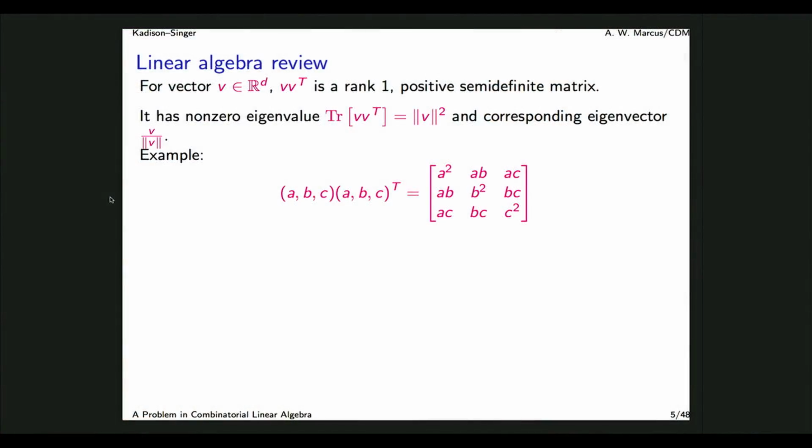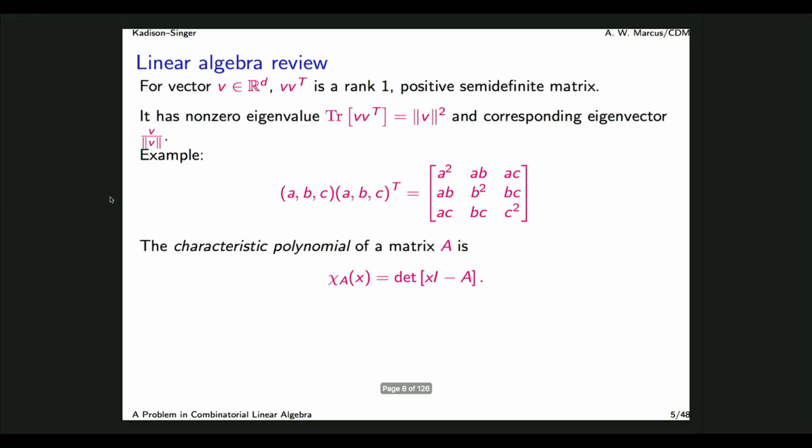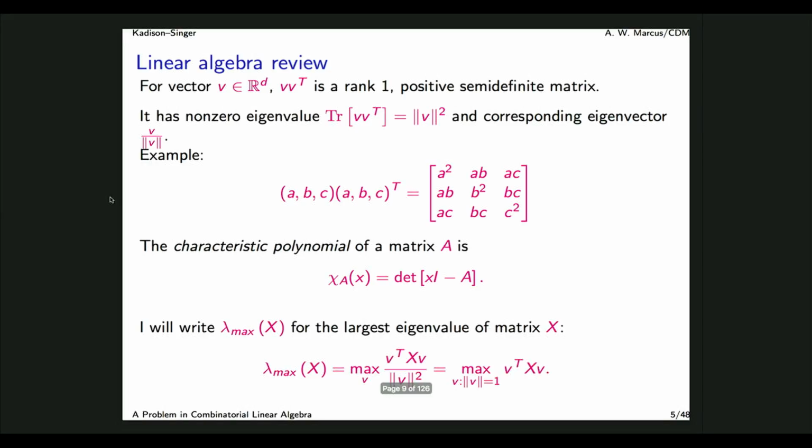Recall that when you take this outer product, v v transpose, you get a rank 1 positive semi-definite matrix. It has one non-zero eigenvalue, which is the squared norm of the vector, and it has a corresponding eigenvector that goes in that direction. The characteristic polynomial of a matrix A is the determinant of xI minus A. And I'm going to write lambda max of X for the largest eigenvalue of a matrix X.